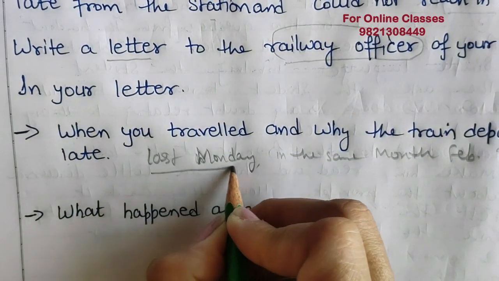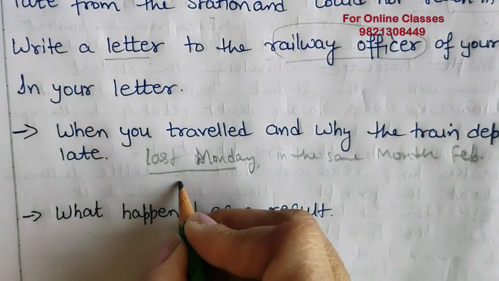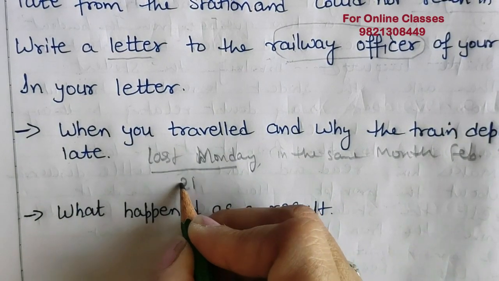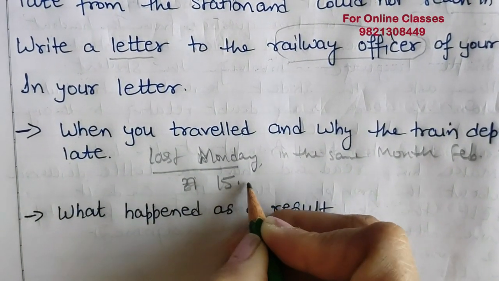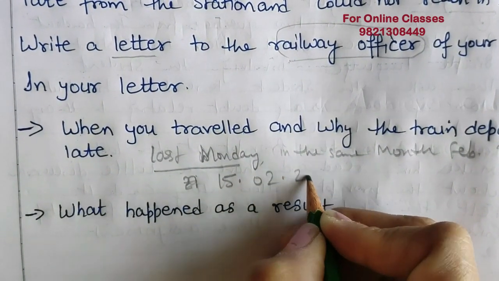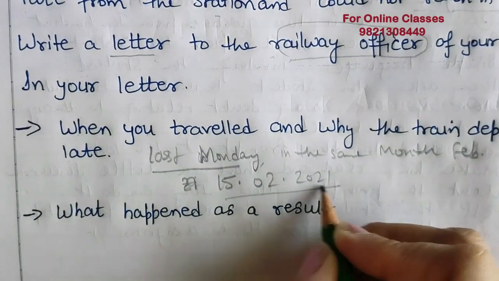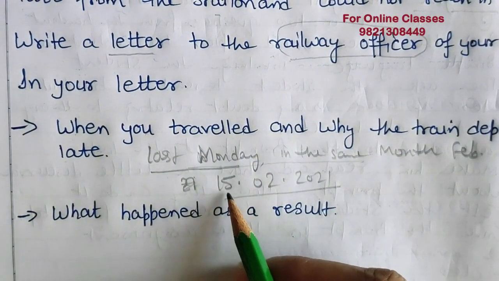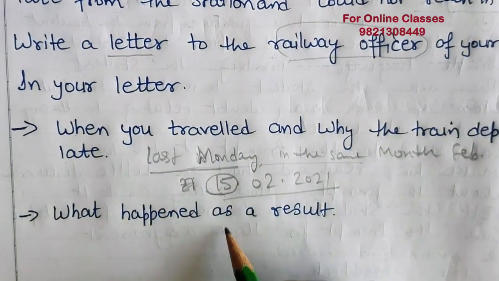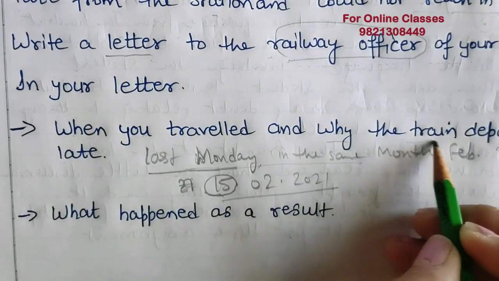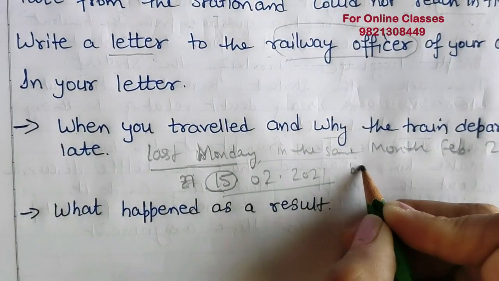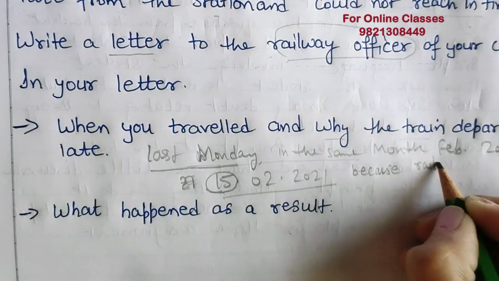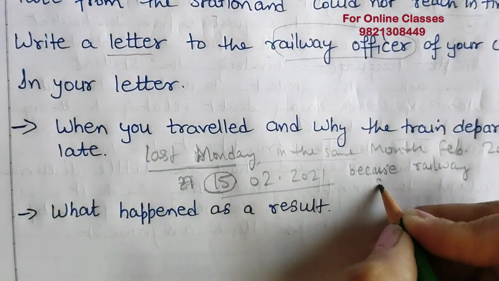And what about the date? Of course it should be clearly given, like if I write here 15/02/2021, you can write like this or you can say about this. But when you are writing formal letters, you should write the date also. And why the train departed? Because of the railway staff strike.